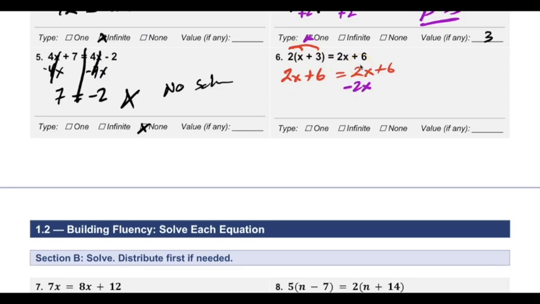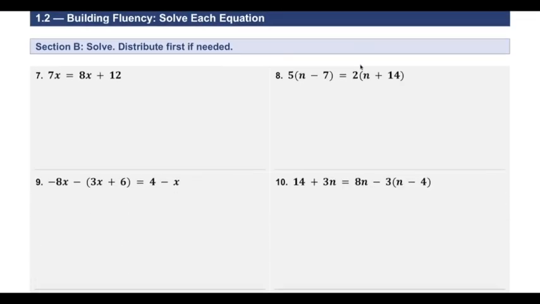So minus 2x, minus 2x. I get 6 equals 6. That is true. So infinitely many solutions. Okay, so on to the other ones.